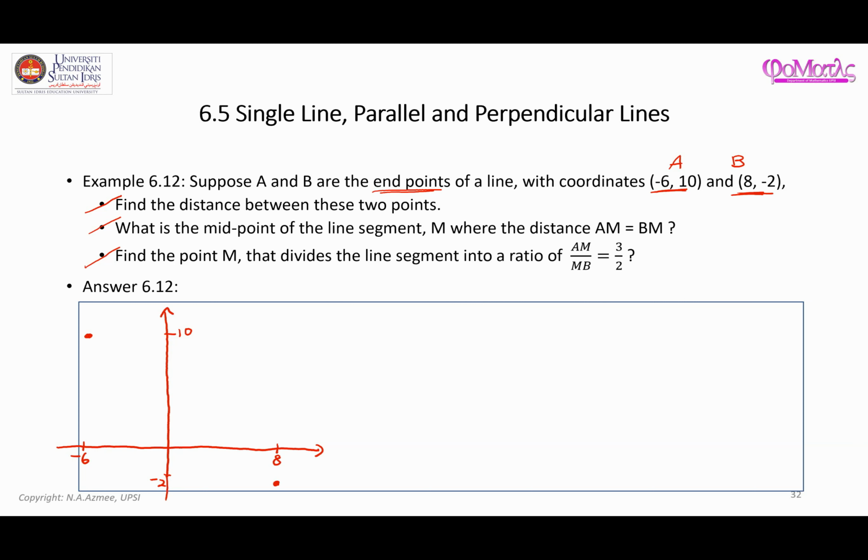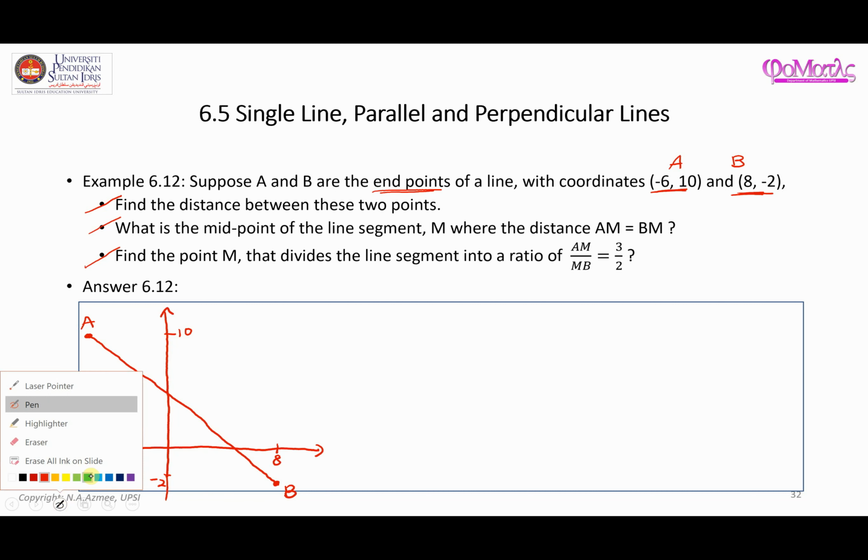Okay. And so we are going to connect these 2 points. So I've got a straight line where A and B are the endpoints of a line. So this is point A, this is point B. Okay. Now find the distance between these 2 points. Now the first question is not too difficult to answer, and it is actually very easy to remember the formula.